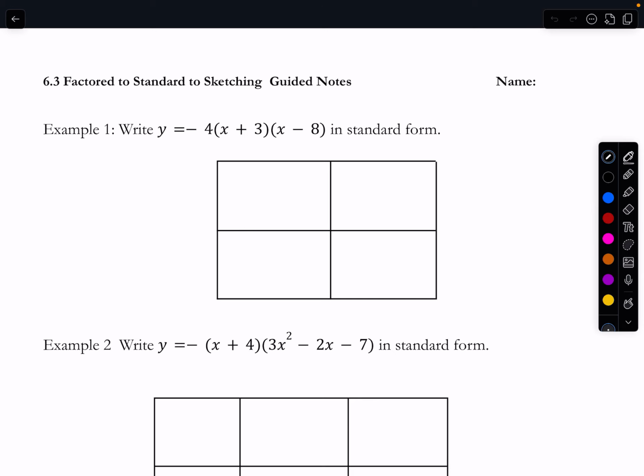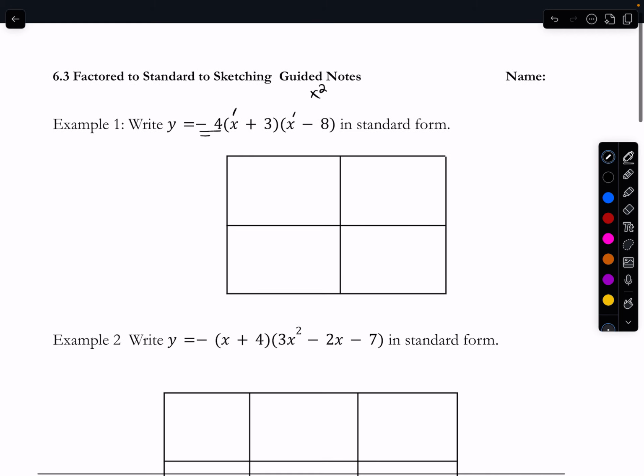Look at this. We're going to look at factored to standard form and kind of sketching what these polynomials look like. So first we're going to start with the quadratic. We know that this is a quadratic because we have x times x. X squared is going to be the highest power in there. But first what we need to figure out here is this -4 value in the front.